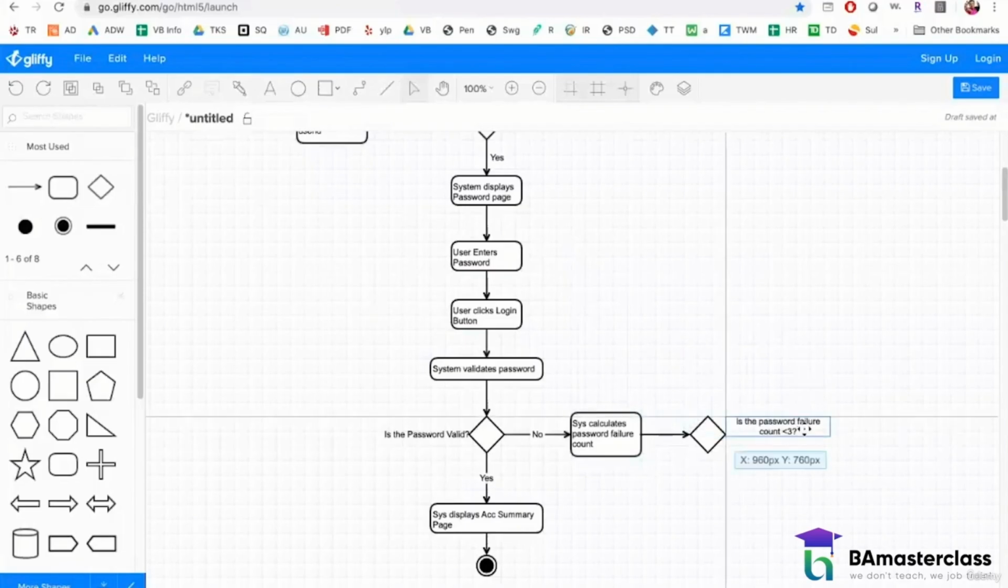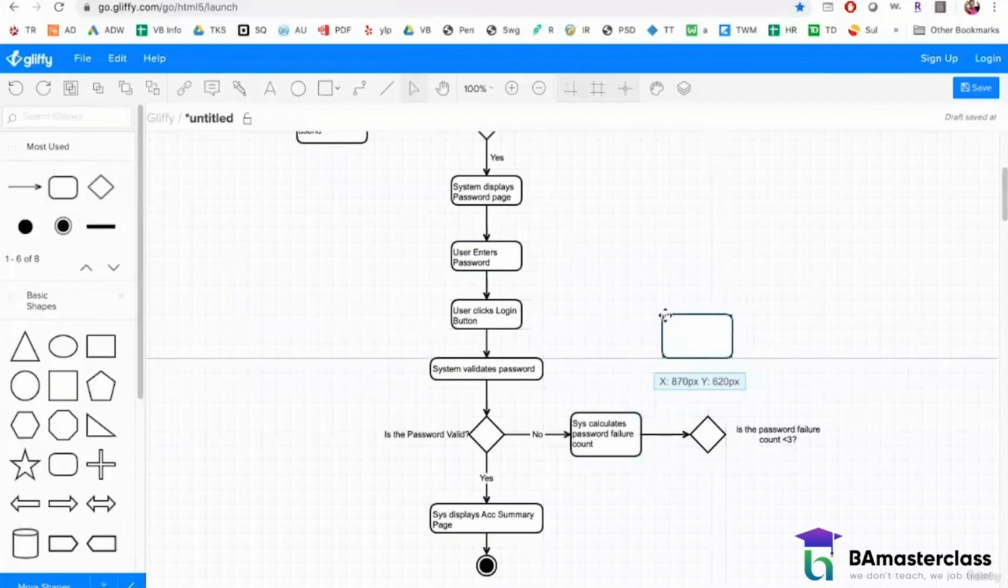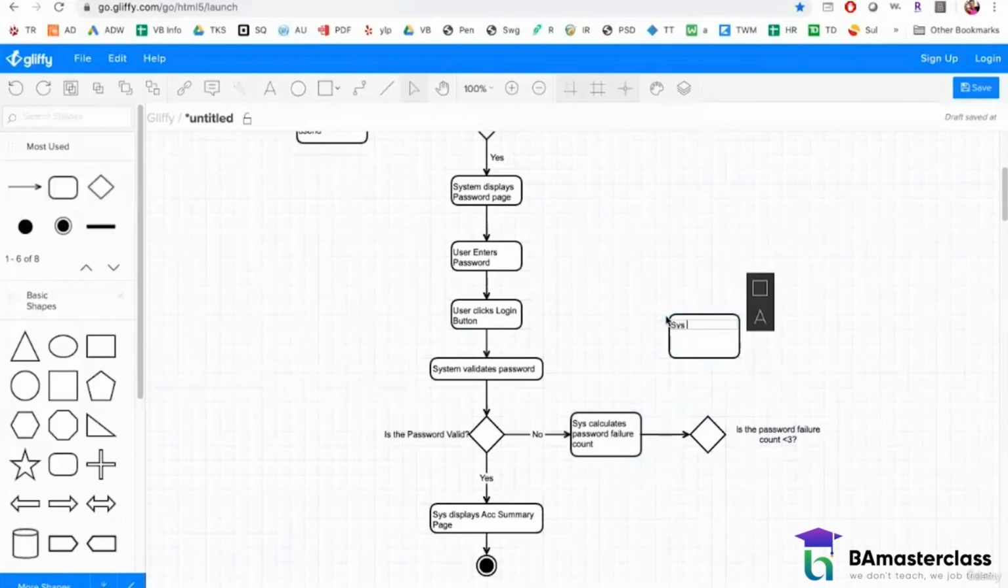Okay, so what are my options? Yes. So if yes, what happens? If the password failure count is less than 3, what happens? It will ask to again enter the password. System notifies user, it shows the error message that your password is invalid.